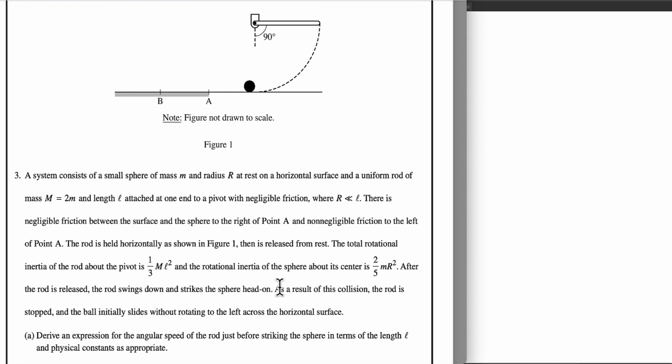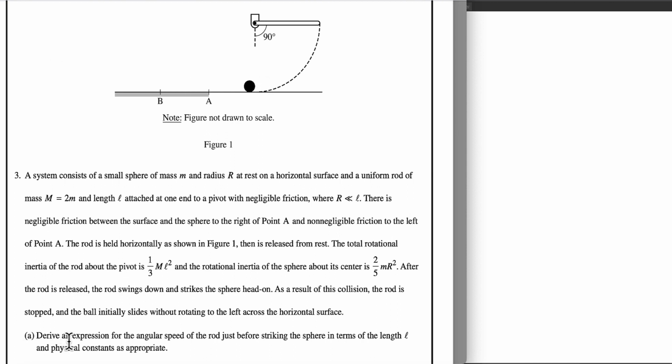So now, as a result of the collision, the rod is stopped and the ball initially slides without rotating to the left across the horizontal surface. The reason it's sliding without rotating is because the surface here is smooth, so there's no torque due to friction to rotate the sphere. So the sphere will simply just slide on the surface.